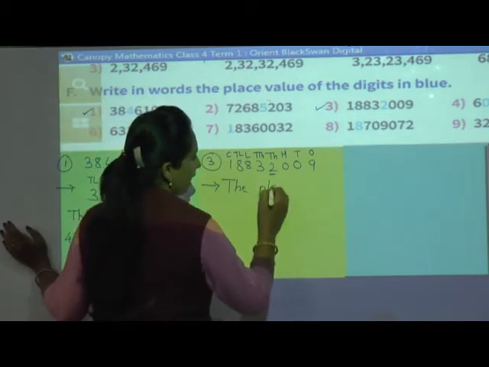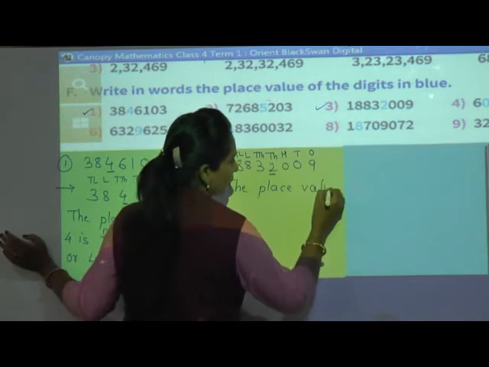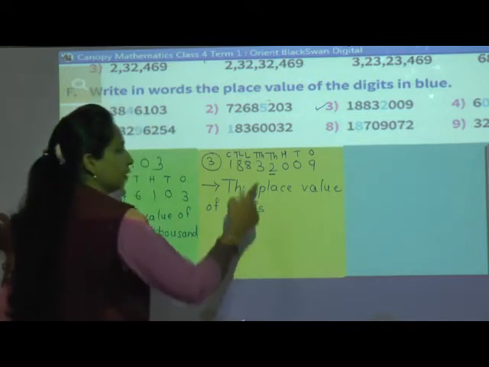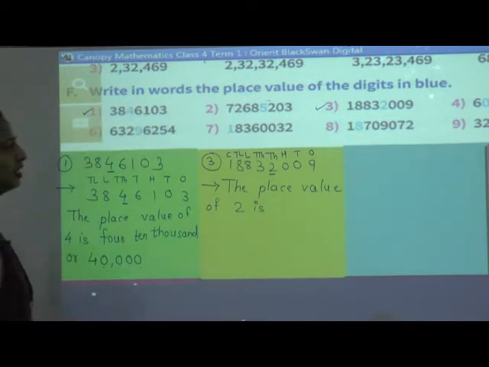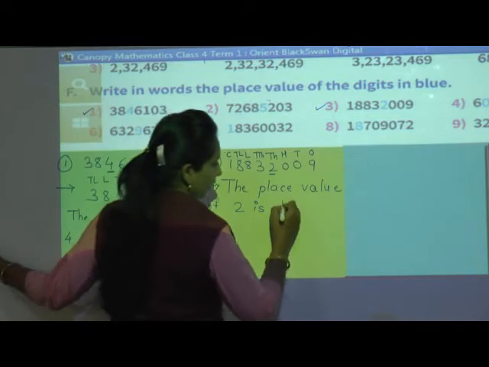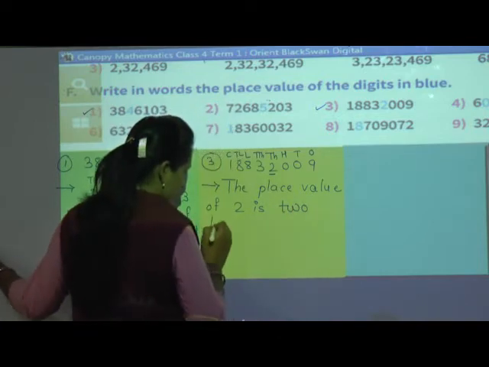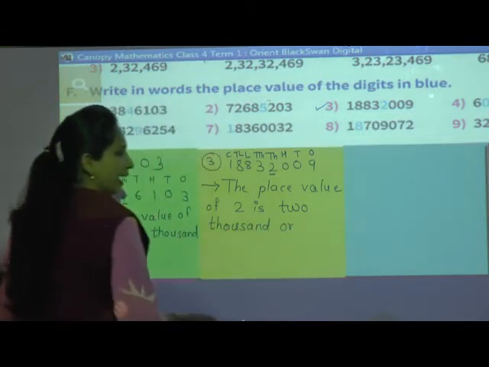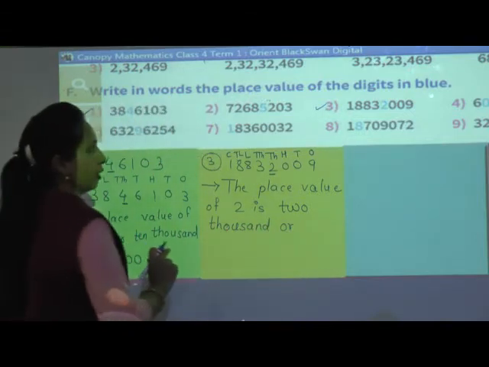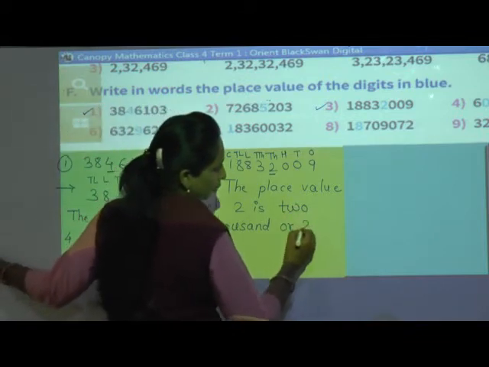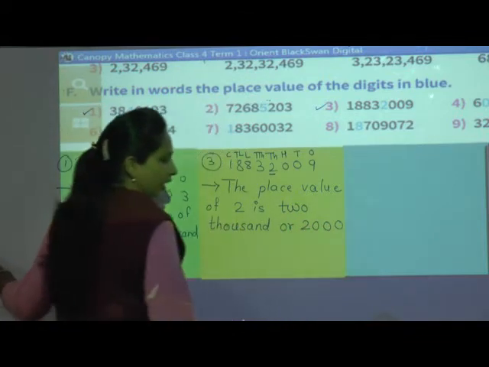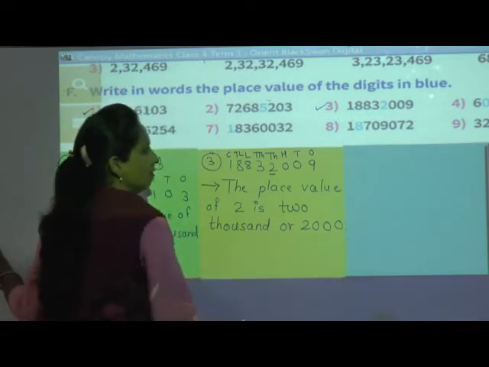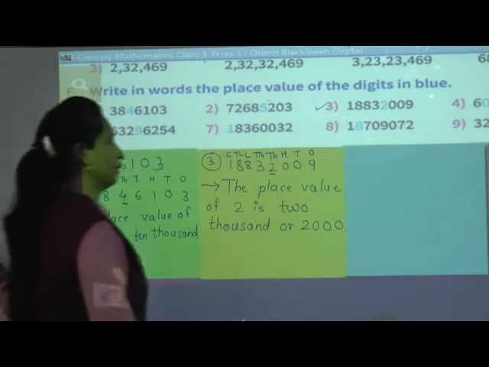The place value of 2 is, can you see where is 2? 2 is in 1000 place. So write 2000. Okay. Or what is the second way you can write? You can write the number directly, 2000. Okay, in this way. Understood? Clear? Yes. I will solve some more questions for you.